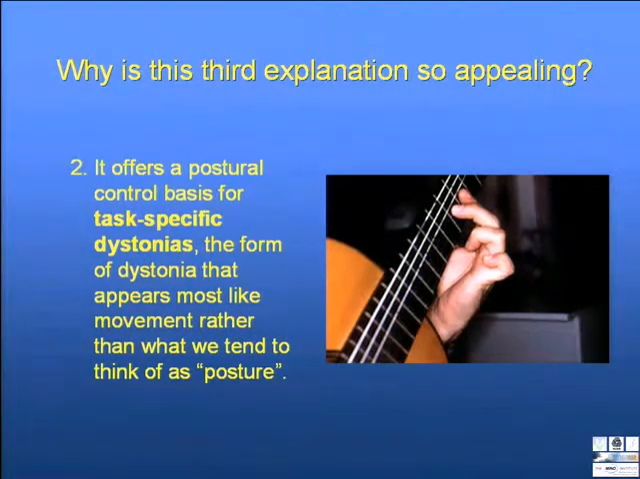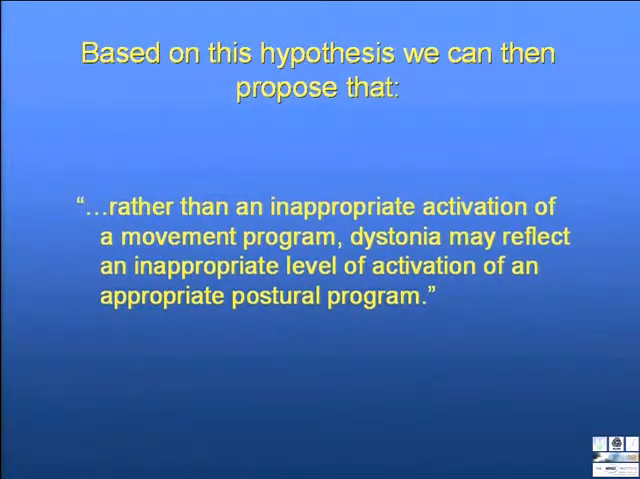And this offers a very nice explanation for why you could have a focal dystonia in the moving body part itself. The movement part of the program is just fine, but the postural program that is actually supposed to be working is overworking. So based on these hypotheses, and this is sort of the punchline here, we can propose that rather than an inappropriate activation of a movement program, dystonia may reflect an inappropriate level of activation of an appropriate postural program.